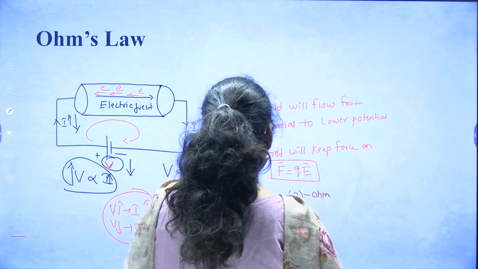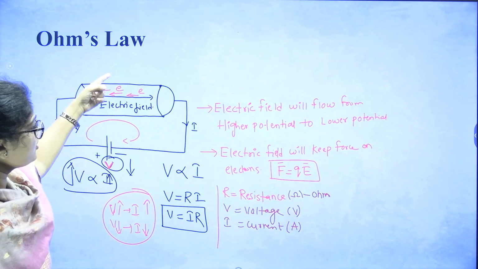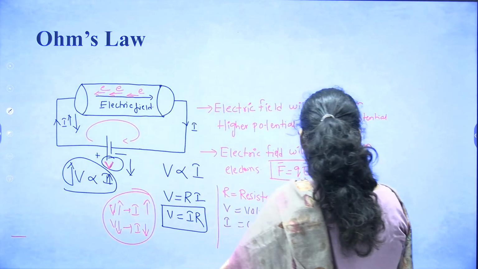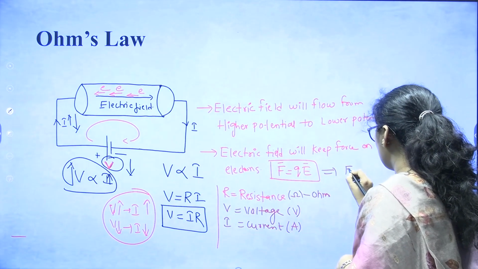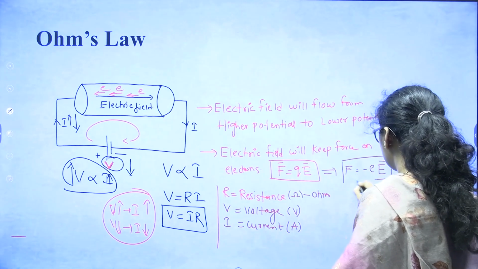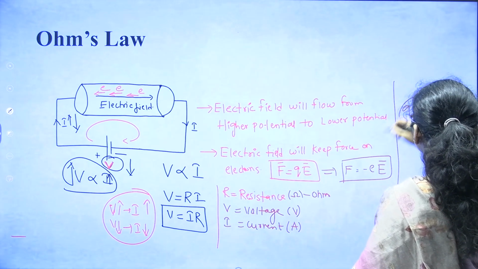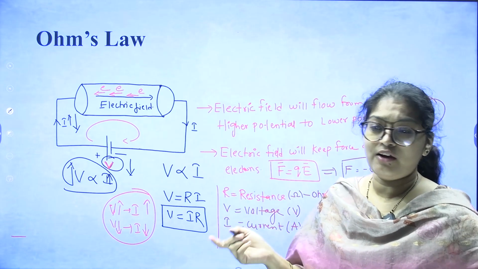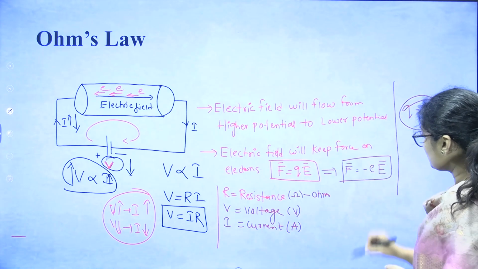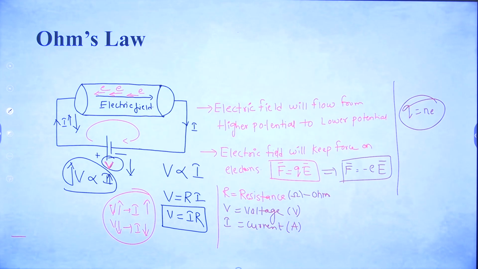Now F is equal to Q into E bar. Now on which is the force created? Electrons. Electrons have which charge? Negative charge. So from this equation, can I write F is equal to minus e into E bar? Yes. Because we know the formula Q is equal to n into e. As electron is a negative charge, I have to take minus. So can I write F bar is equal to minus e into E bar? Yes, I can write.